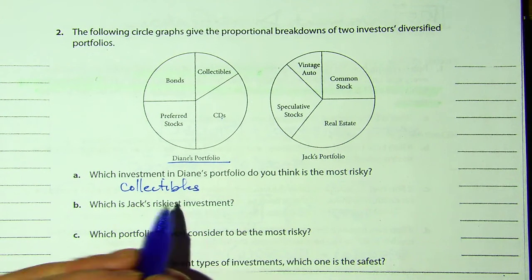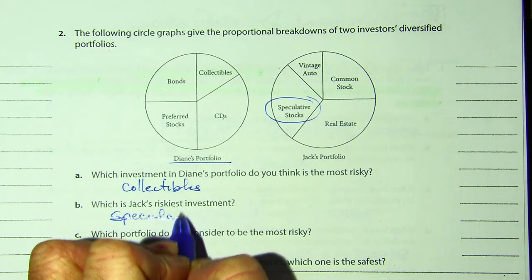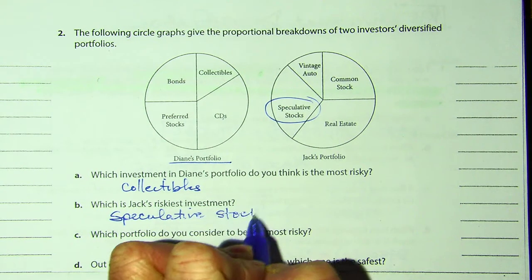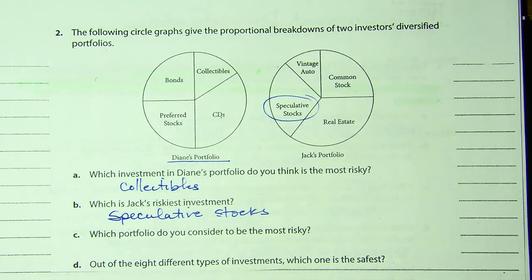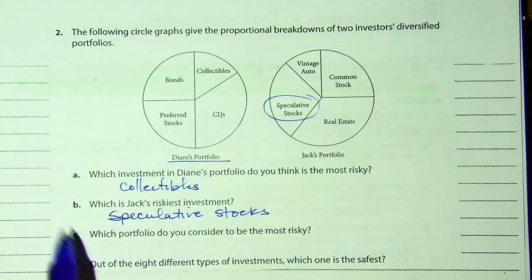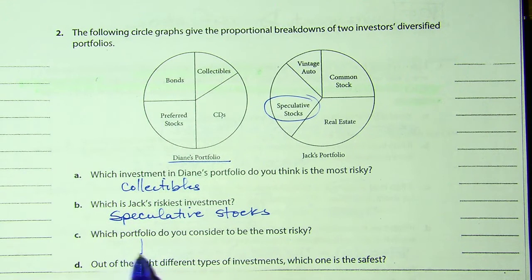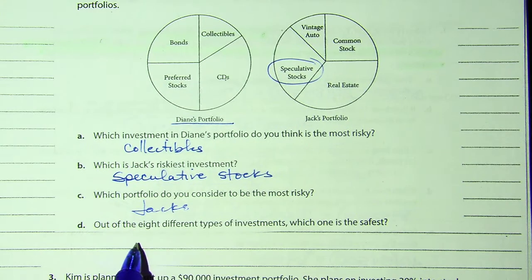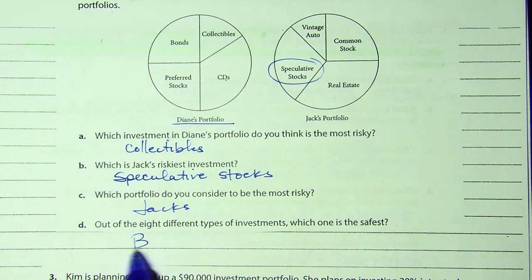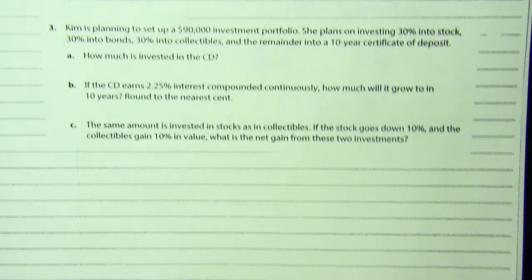Which is Jack's riskiest? In the book, it talks about speculative stocks and how those are the riskiest because they're newer, you don't really know how much they're going to get back. So it does mention in the book that those are risky. Whose is most risky? Like I said, bonds, CDs, and preferred stocks are pretty safe. So Jack's is definitely more risky. Out of the eight different types of investment, which one is the safest? And the book talks about bonds being the safest. So if it asks you a question like that, you have it.